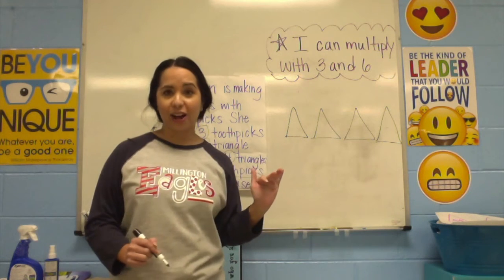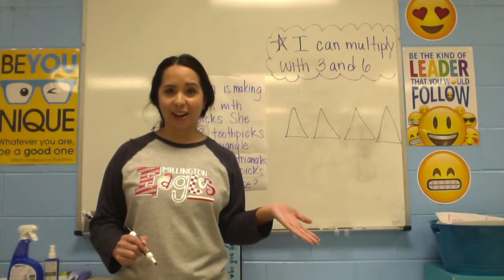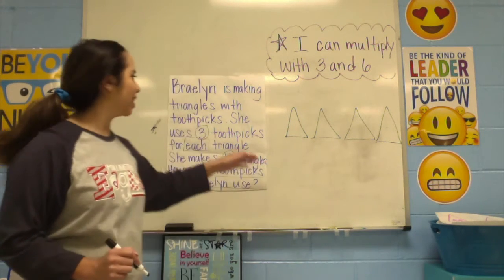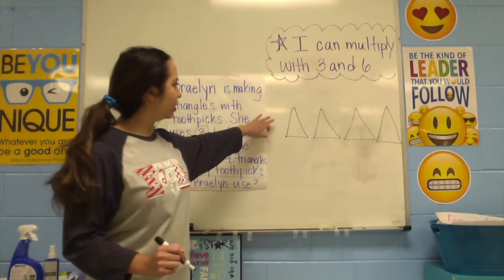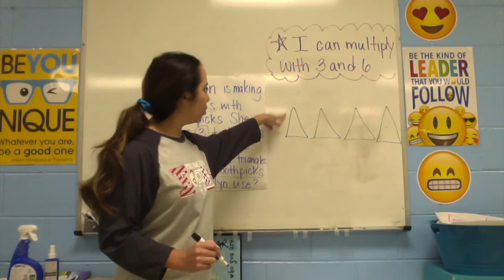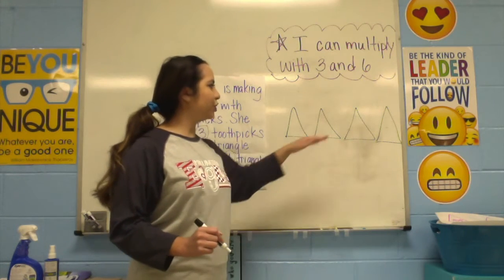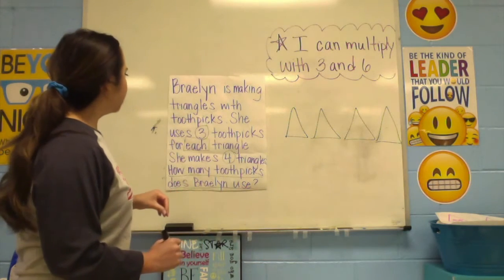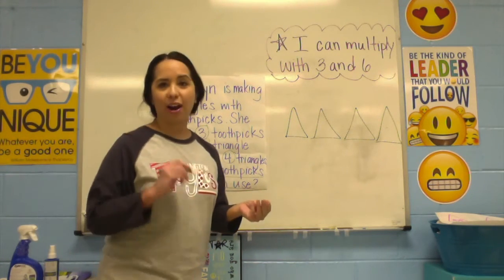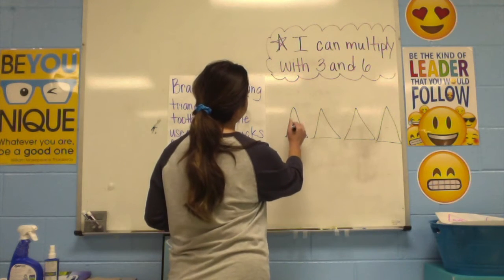A triangle has how many sides? Yep, you're right, 3 sides. So that's why she's using 3 toothpicks for each triangle, right? Let's count the sides. 1, 2, 3. And there are 3 sides to each triangle. And again, she uses 3 toothpicks for each triangle. So I'm just going to write 3 in the middle of each triangle.